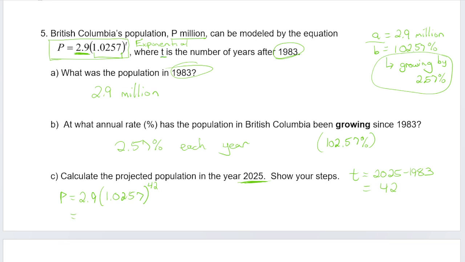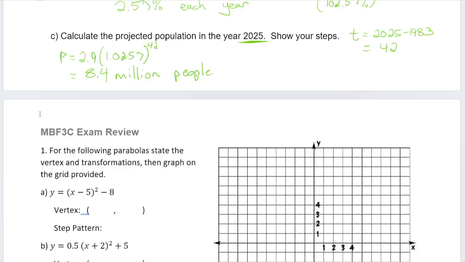And I get 8.4, but we know that population is in millions, so this is 8.4 million people. That's a lot of people. But I feel like at this point in time, British Columbia's population might be higher than that. Have to look that up later.